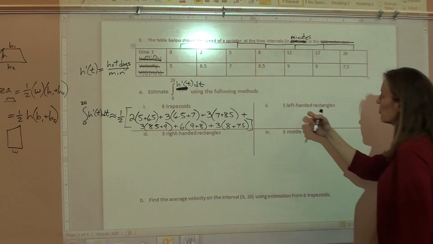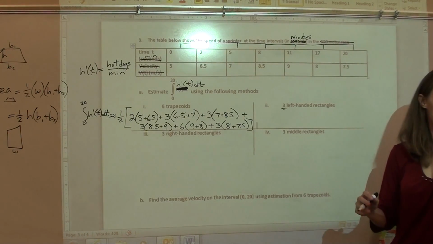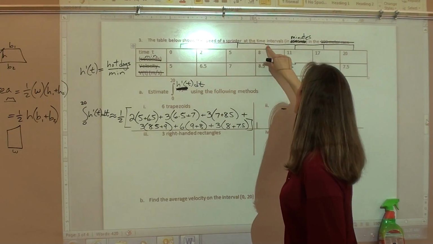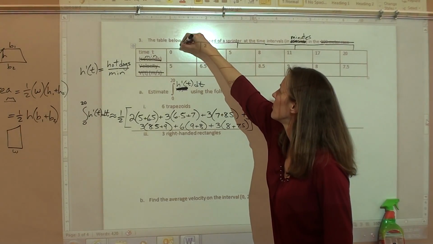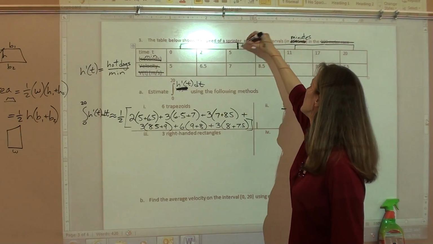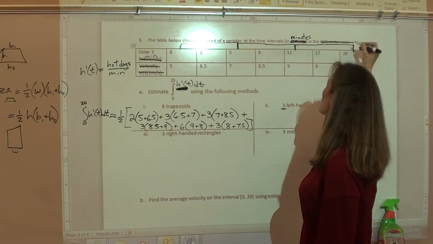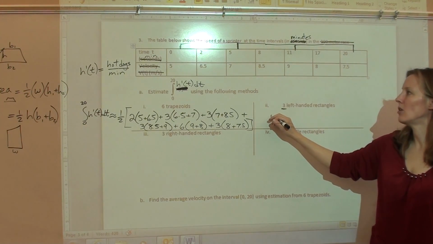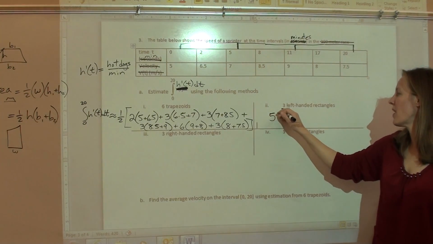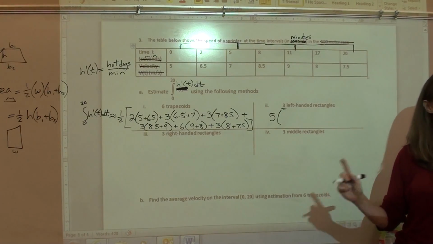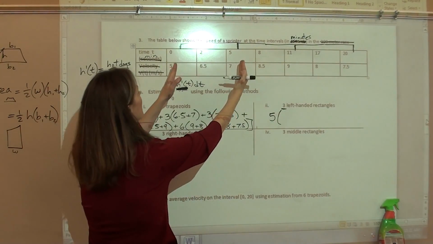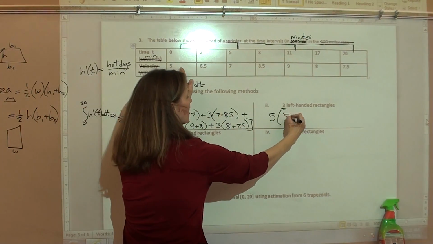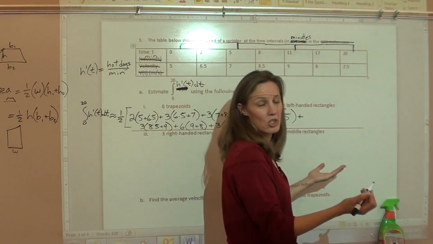Okay, 3 left-handed rectangles, not 6, 3. So we're going to go every other and do 3. So we're going from 0 to 5, 5 to 11, and 11 to 20. What is the width of our first rectangle? 5. It's going from 0 to 5. We want a height. It's a left-handed. These are your two heights to choose from. Which one do we pick? The 5, because it's on the left. Remember, area of a rectangle is just width times height.